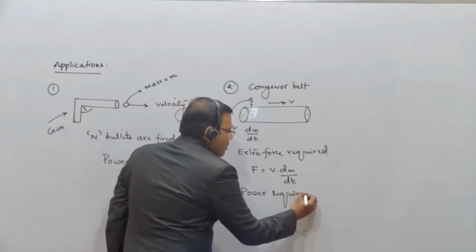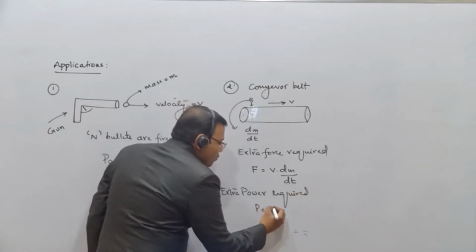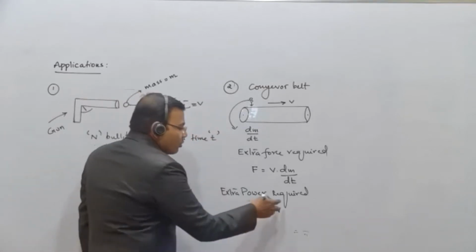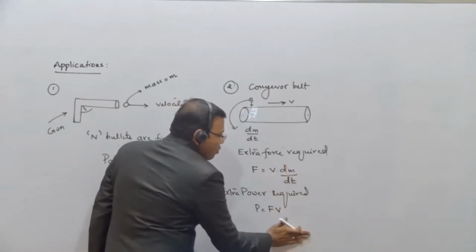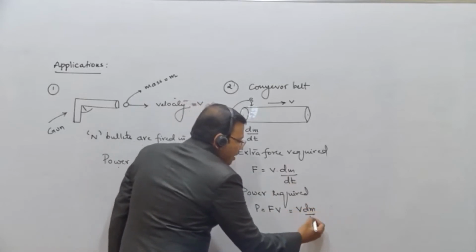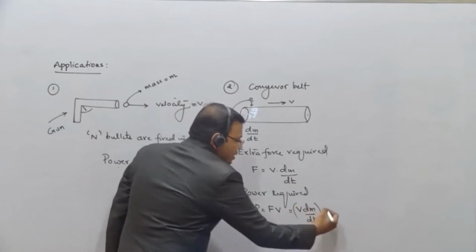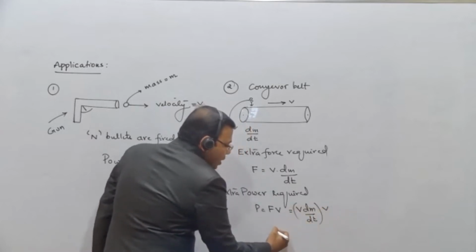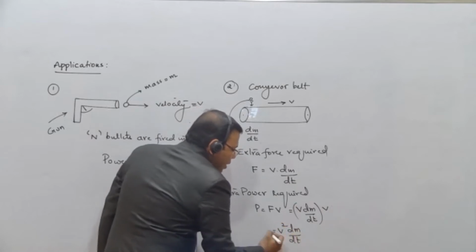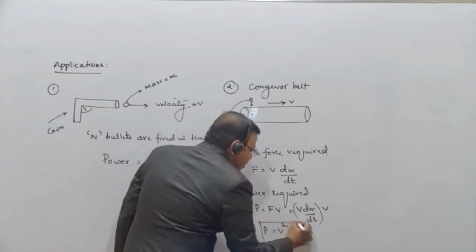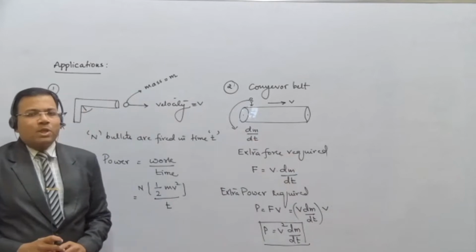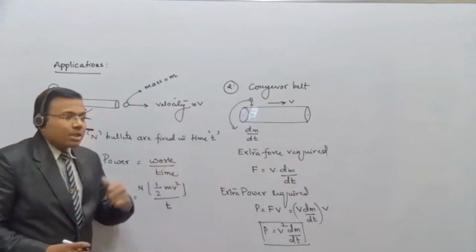So how much is the extra power required? Power is equal to force into velocity, and this force, you can see clearly, is v dm by dt. This is the force, and the velocity we have is v, so v into v we can write as v square dm by dt. So this much extra power we require for the belt to move with constant velocity. So this is one situation, and this is another situation.